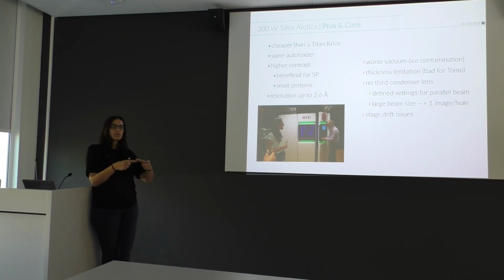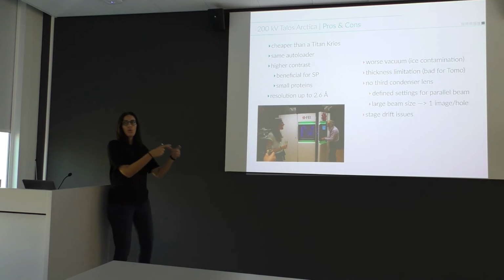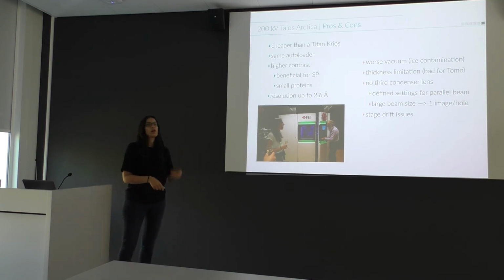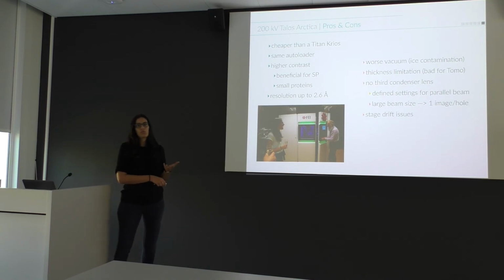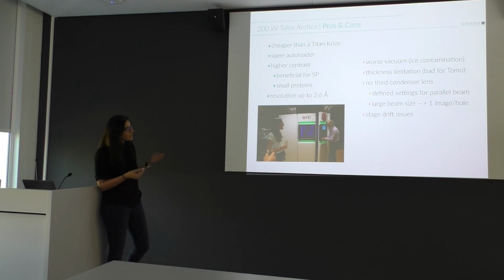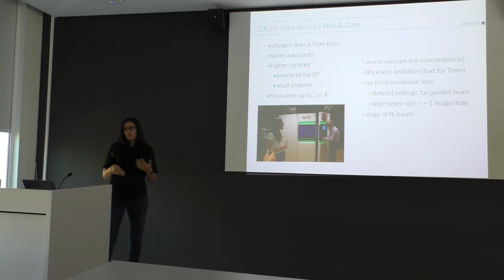So luckily, we can still acquire one image per hole, so we don't have to skip holes. But we cannot acquire more than one image per hole. And this is something that you can very nicely set up at the Titan Krios, which speeds up data acquisition tremendously. So this is a clear disadvantage from a more practical issue. And there are also some stage drift issues.